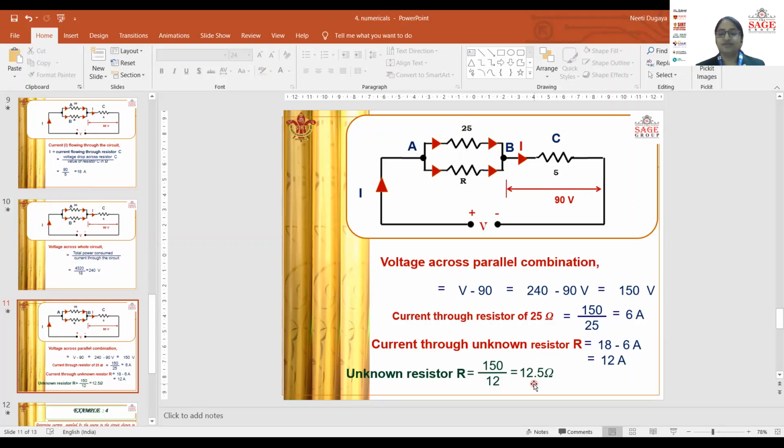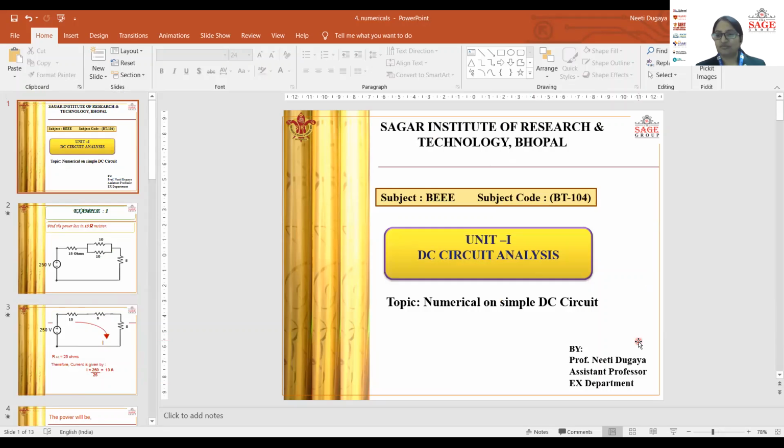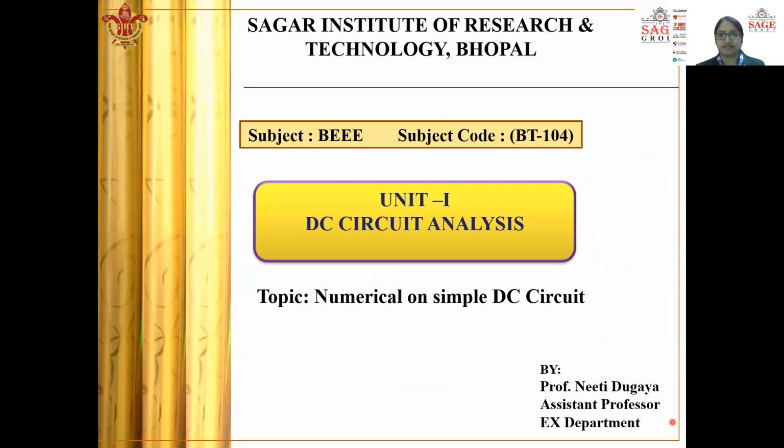So I hope you all get the basic concepts of the combination of elements, equivalent circuit and Ohm's law. All these three examples will help you find the solving technique for the next few numericals also. So practice all these numericals. So now we have ended the numerical problems on simple DC circuits. Thank you.